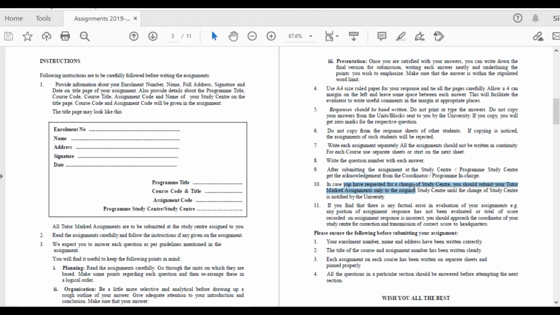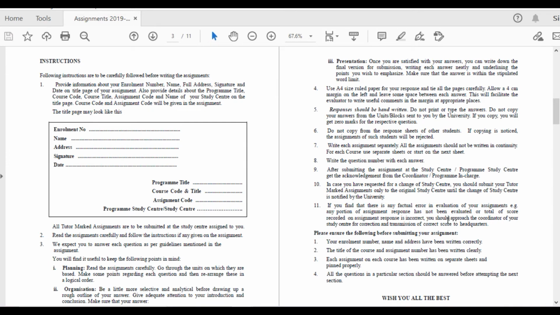In case you have requested a study center change, this is very important. If you have requested it and it has not been updated in your system yet, then you have to submit the assignments to the previous study center only. After the change is reflected on your system, then you can go to the next study center, which is the responsible one, because after all, these assignments are going to the regional center, so you have to be careful with it.